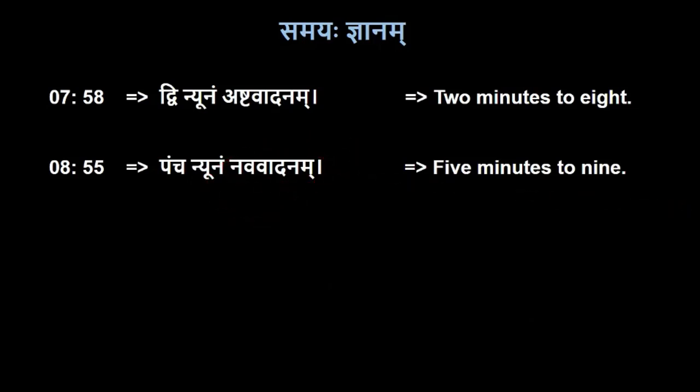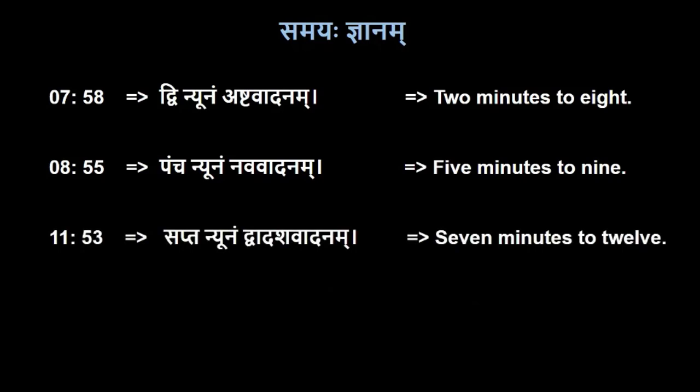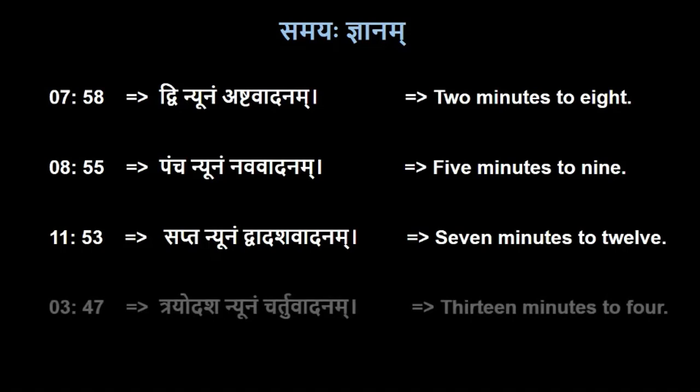Easy? Sapta Nyunam Dvadash Vadanam. 7 minutes to 12. Sapta is 7. Nyunam we know is less. Dvadash is 12 and Dvadash Vadanam is 12 o'clock. So there are 7 minutes left to be 12 o'clock. So 7 minutes to 12, we say that in Sanskrit as Sapta Nyunam Dvadash Vadanam.